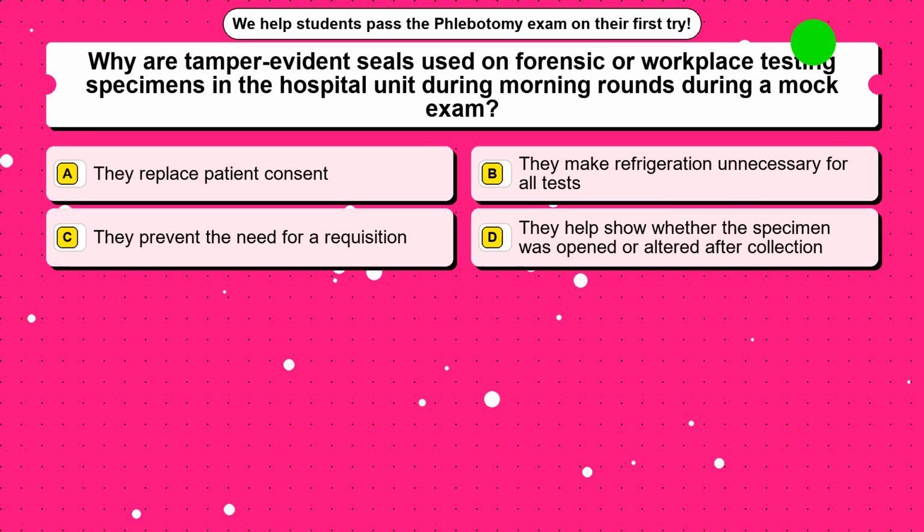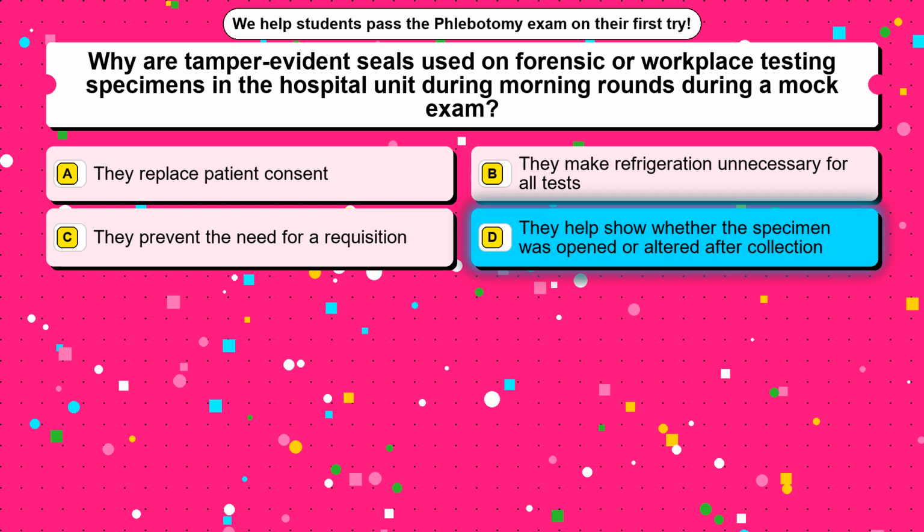Question 47. Why are tamper-evident seals used on forensic or workplace testing specimens in the hospital unit during morning rounds during a mock exam? Option A. They replace patient consent. Option B. They make refrigeration unnecessary for all tests. Option C. They prevent the need for a requisition. Option D. They help show whether the specimen was opened or altered after collection.